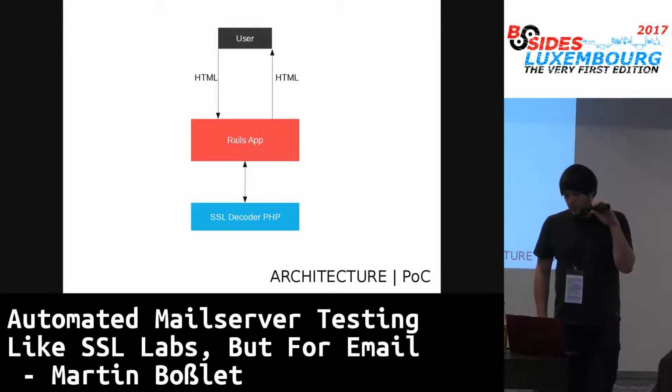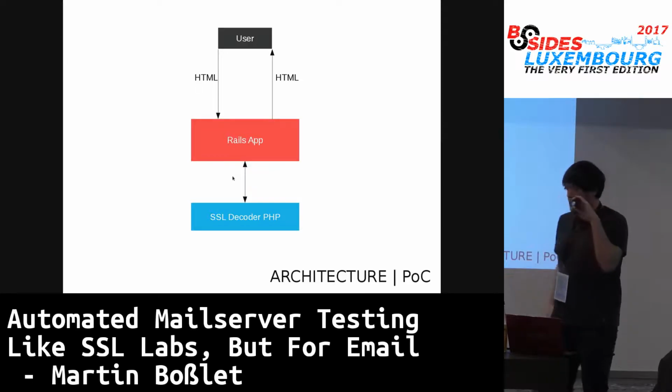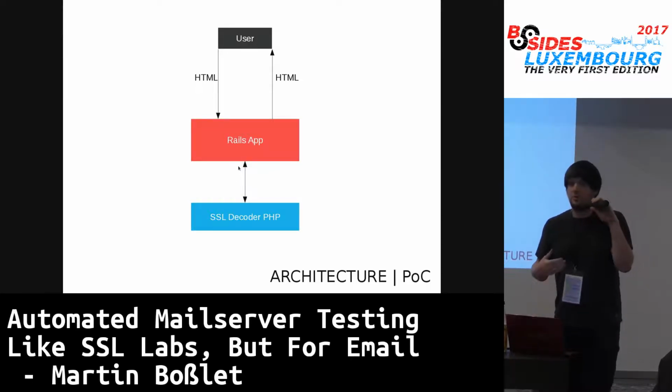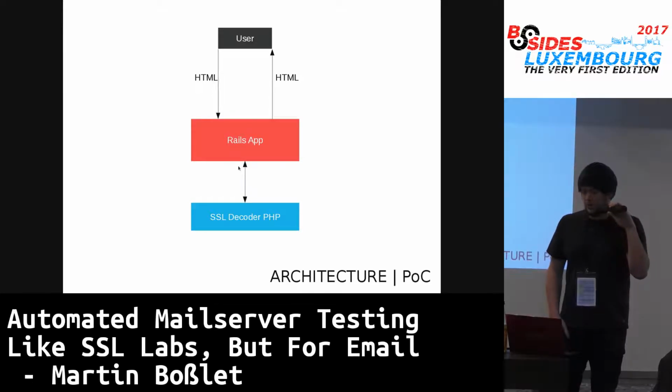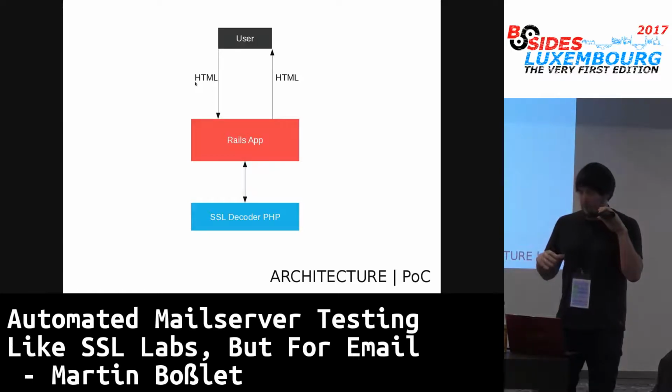And this was the architecture of the proof of concept, still pretty simple. The main important thing is in this gap here, where we forward the TLS analysis to SSL decoder. We do DNS record analysis in our own application, and then we combine the two and show them to the user. So the user fills in a form, hits enter, the Rails app does the DNS record lookup, forwards the TLS analysis to SSL decoder, combines, and shows.